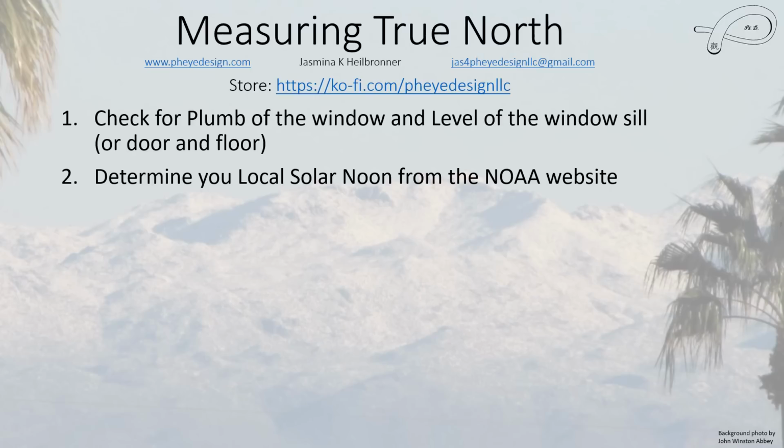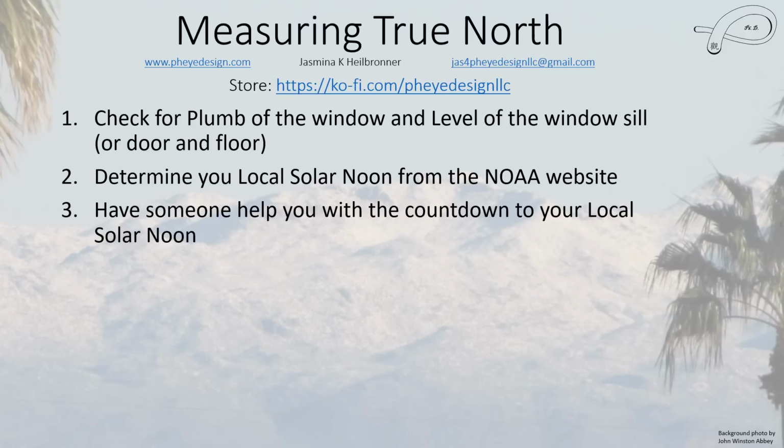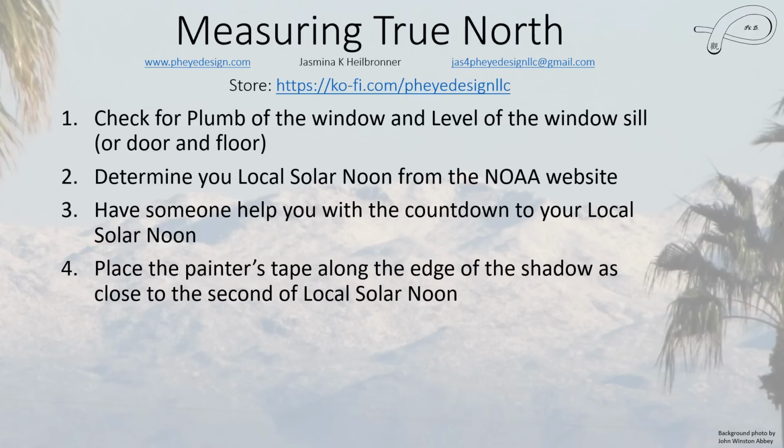Lat Long Finder does it. Have someone help you with a countdown to your local solar noon. This is pretty important because it takes you a bit of time to be able to do this. You have to be ready to put the tape down at the right second. And you would be placing a piece of painter's tape along the edge of the shadow as close to the second of solar noon as you possibly can.